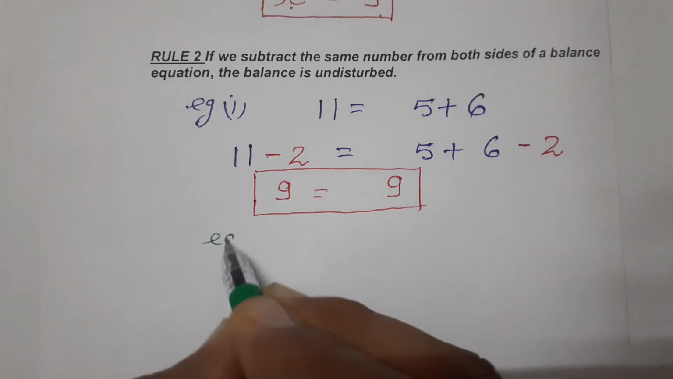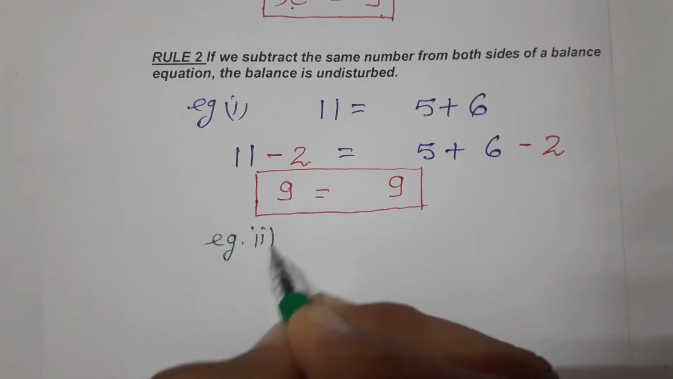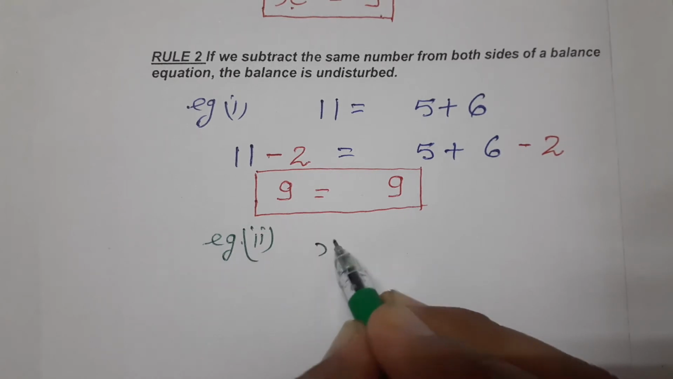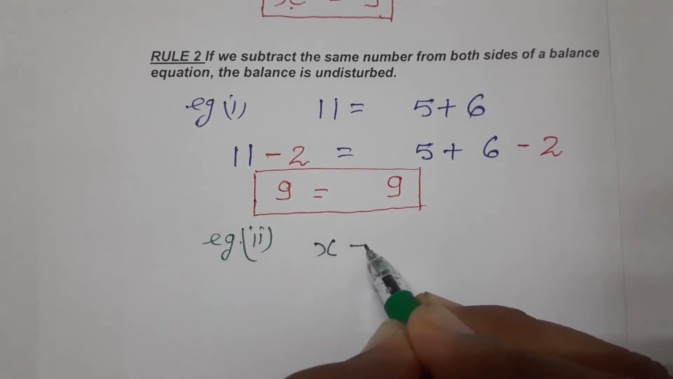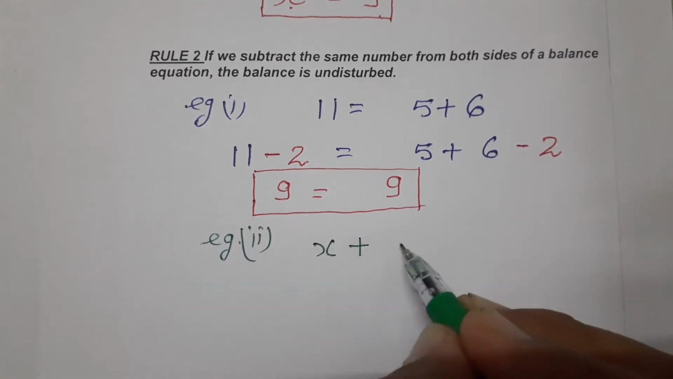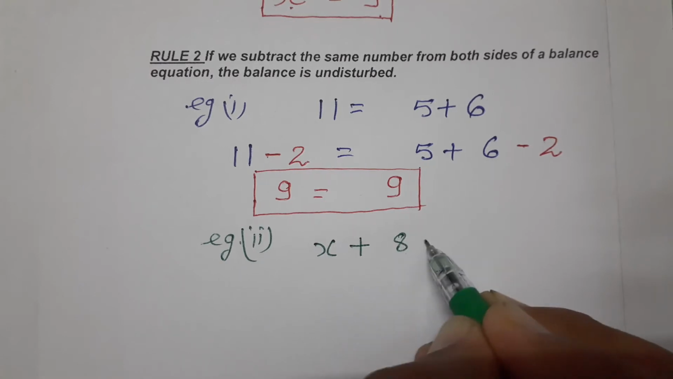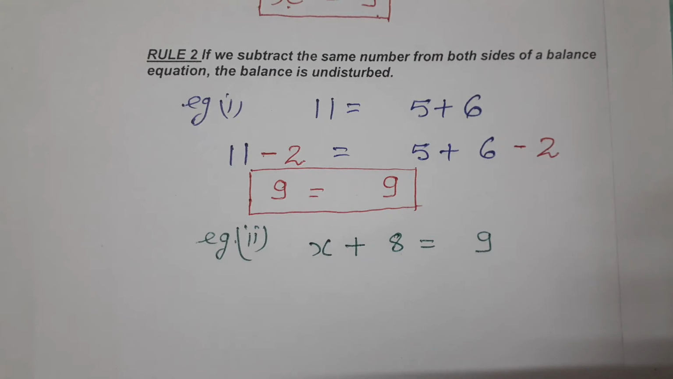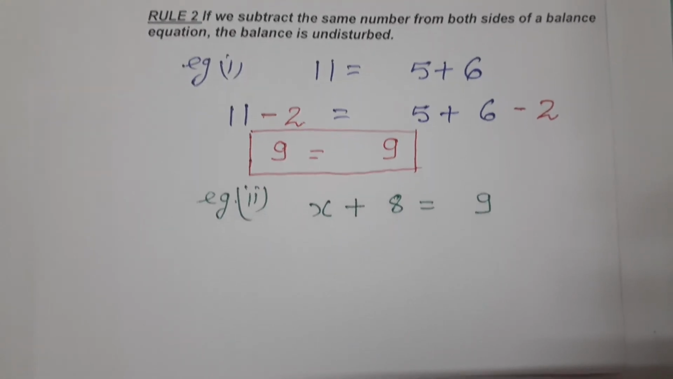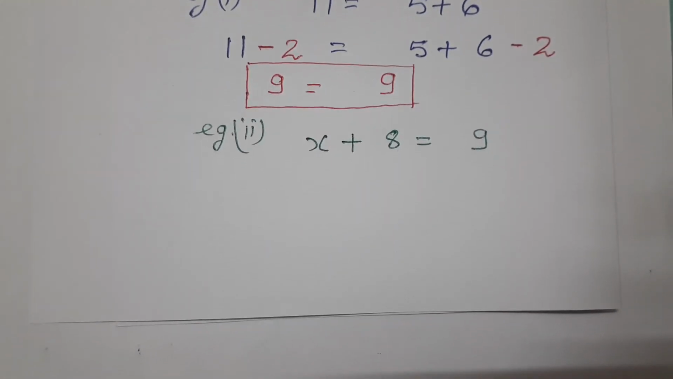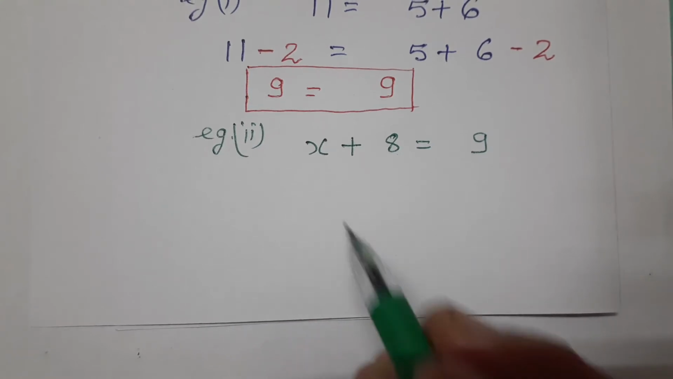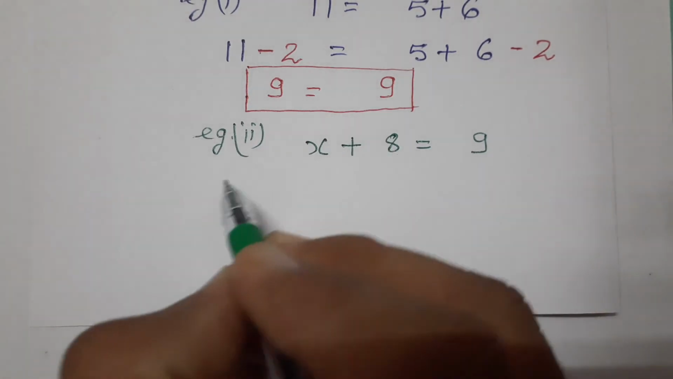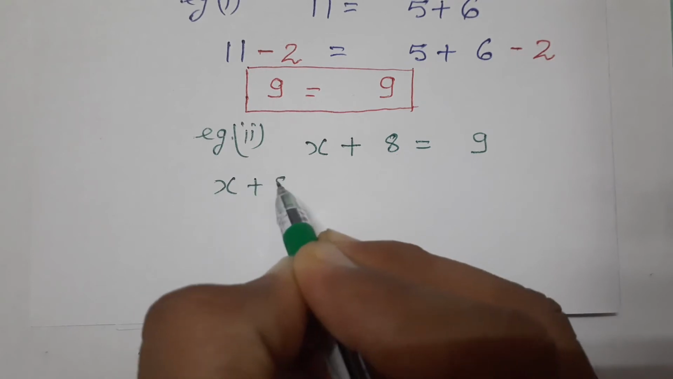An equation with a variable. Let's take example number 2: x plus 8 equals 9. Let us take this equation. Now we have to solve this equation with the help of the subtraction method. So what we'll do, we will subtract from both sides.